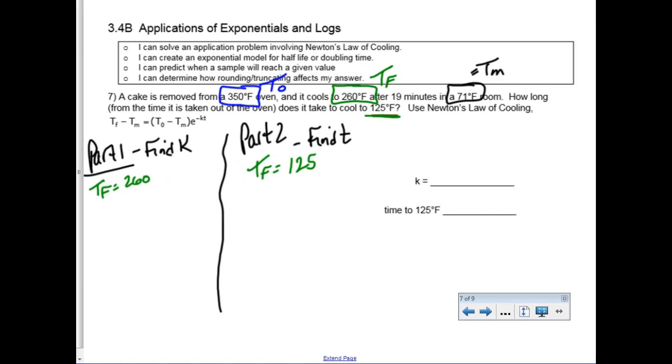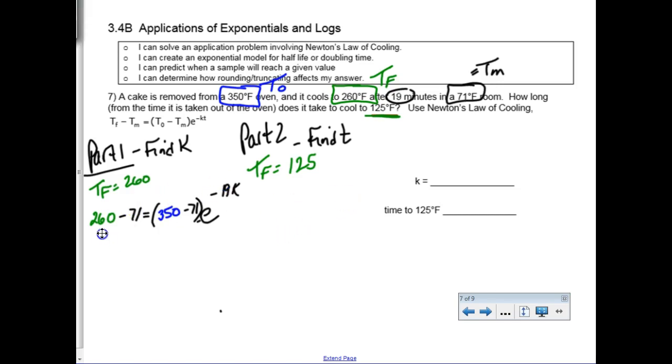So starting my formula with final temperature of part 1 of 260 minus the surrounding medium of 71 equals the quantity, and then it's initial 350. I did not give myself enough space. Minus the surrounding medium, which is 71. Erase this a little bit. Goodness, what was I thinking? And then times e to the negative, and it does give you a time somewhere here. 19 minutes right there. I kind of missed that. So it's negative 19 times k, because I don't know k.